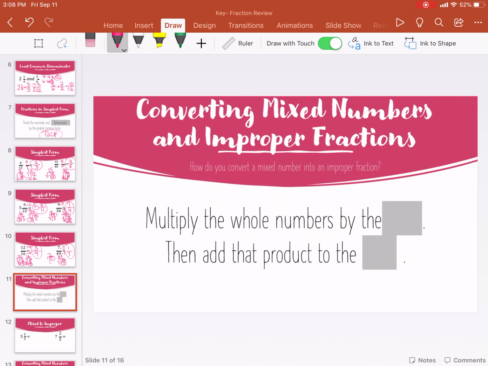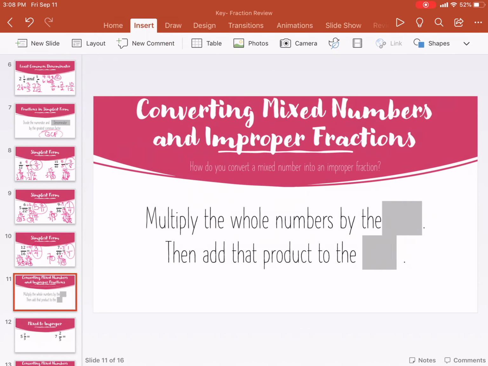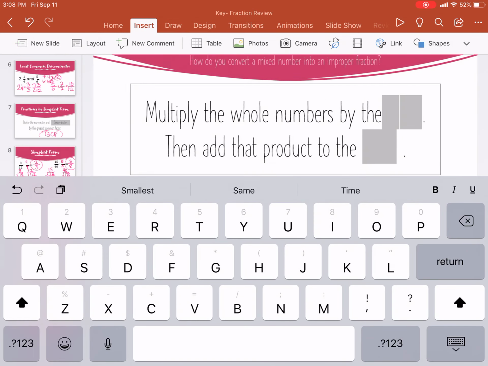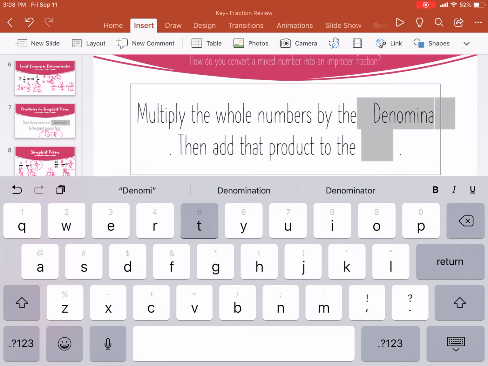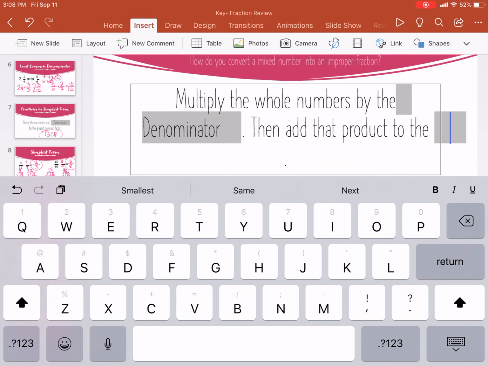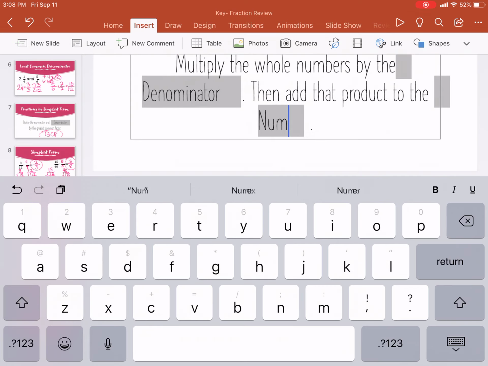Okay. Next part, converting mixed numbers and improper fractions. So this is going from a mixed number to an improper fraction. So the one with the whole number to an improper fraction where the numerator is bigger. So what you're going to do is you're going to multiply the whole number by the denominator. And then you're going to add that product, that answer you get, to the numerator.